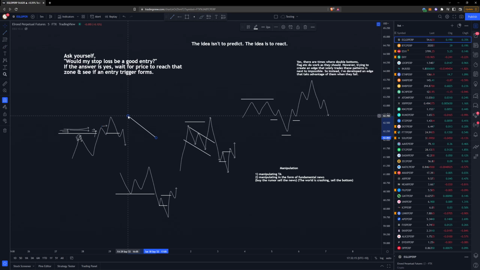So this is an example of a key swing high. And then here is an example of a double bottom. So we have a swing low that forms, we come up, we form another swing low, we come up again.